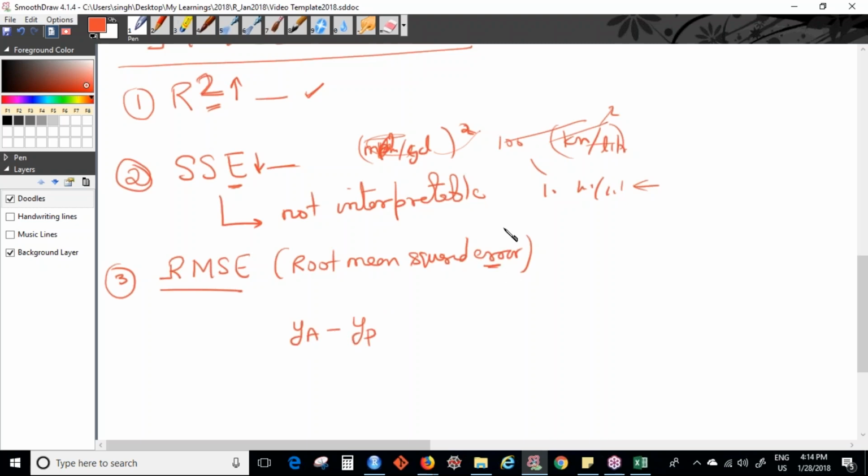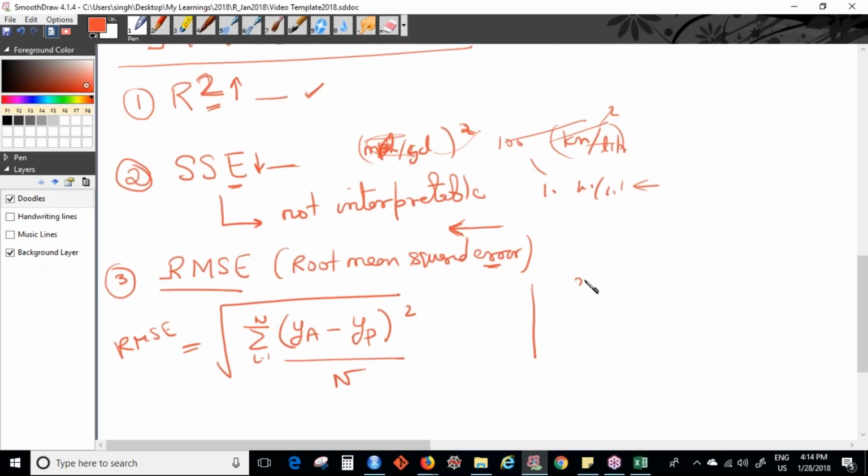Then what do you do? Here also you will go from right to left. You take the error, you square it, then you take the mean of it, and then you take the square root. So take the summation and then take the square root. This is your RMSE. Same formula as standard deviation, but in standard deviation this is the average. Here this is your predicted value, and this is the error in between.